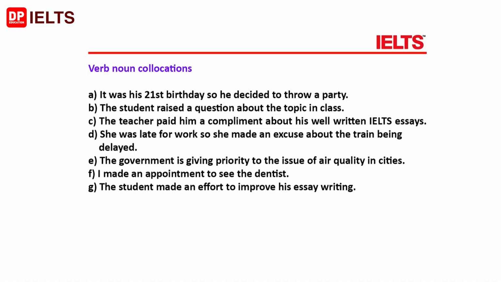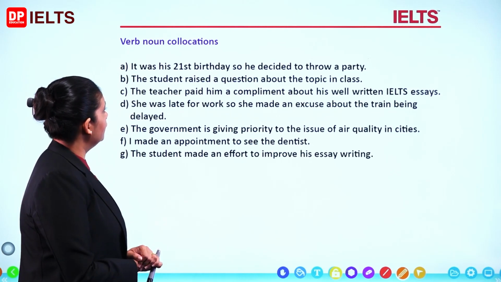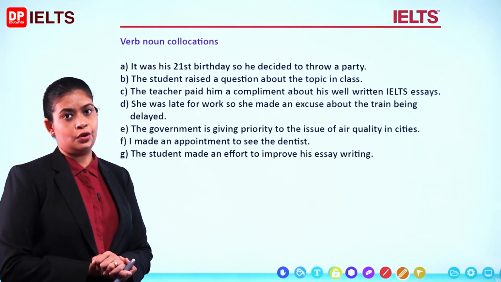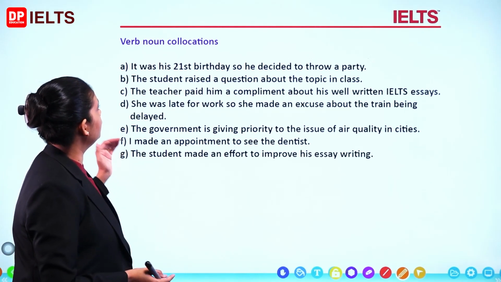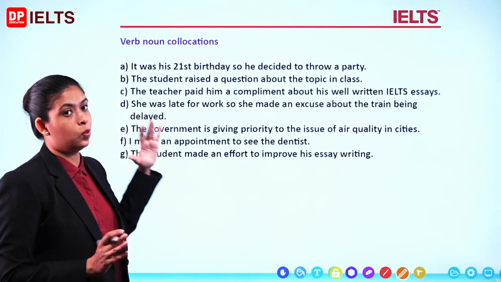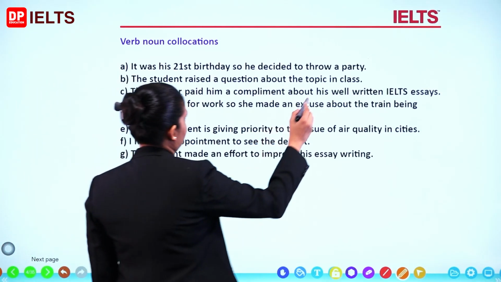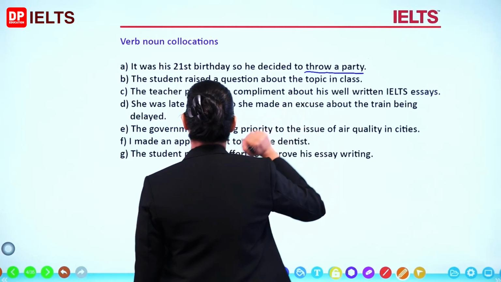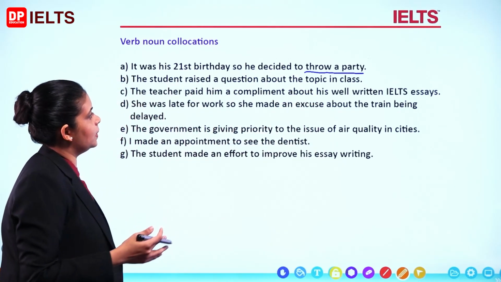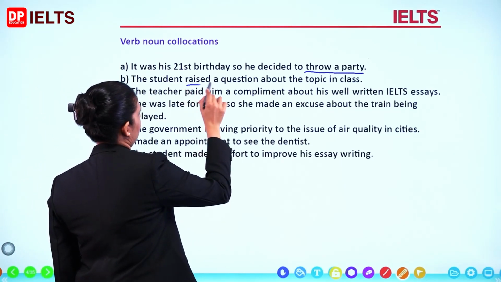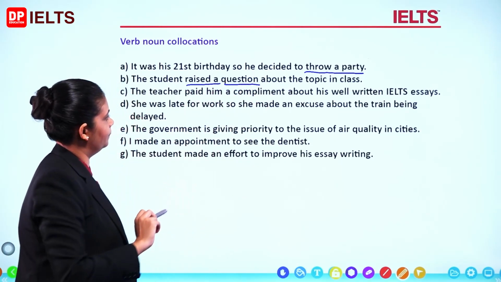So, verb-noun collocations. The first one: it was his 21st birthday, so he decided to throw a party. Now, you have to think, what is the verb? What is the noun here? Throw a party. There you go. The student raised a question about the topic in the class. Raised a question. There you go.